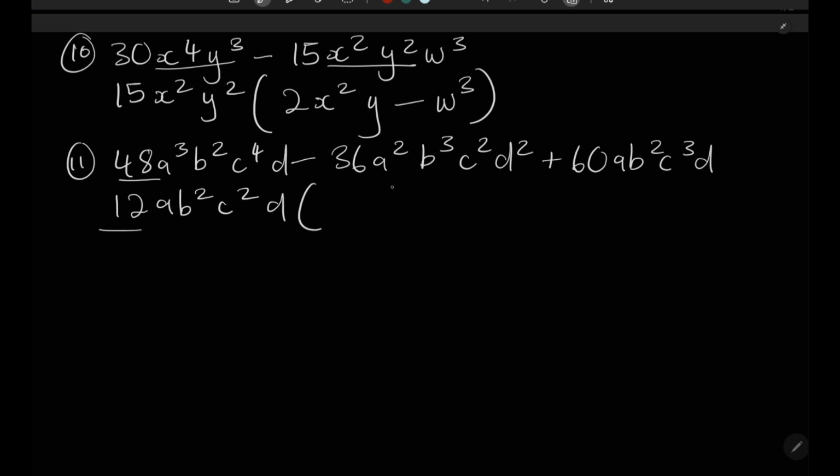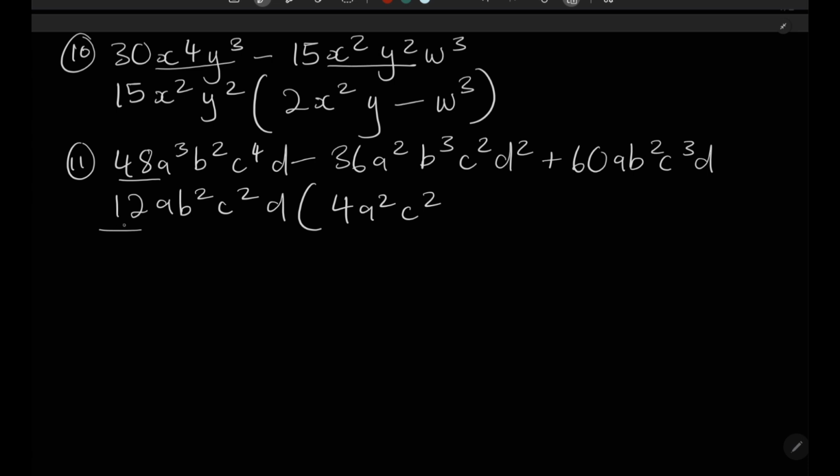48 divided by 12 is 4. Let's go to our variables. A cubed and a, 3 minus 1 is 2, so a squared. B squared and b squared, 2 minus 2 is 0, so we have nothing there. Let's move to c. C to the power 4 and c cubed, 4 minus 3 is 1, so c. D and d, 1 minus 1 is 0, so we have nothing there.